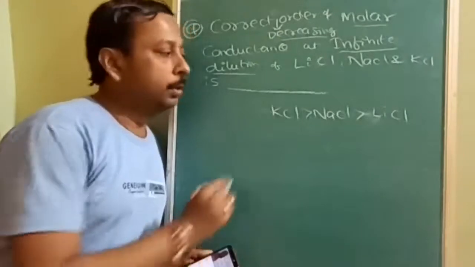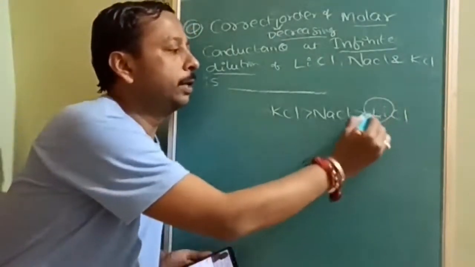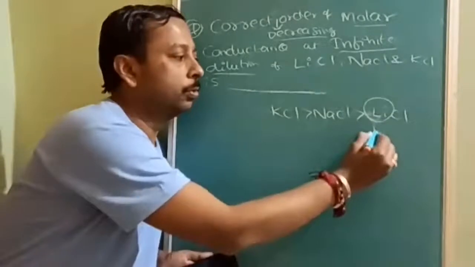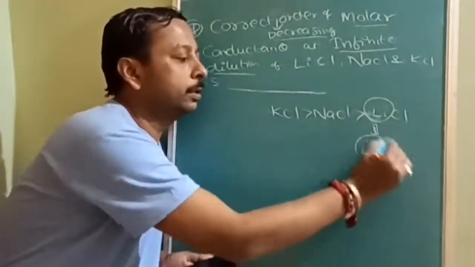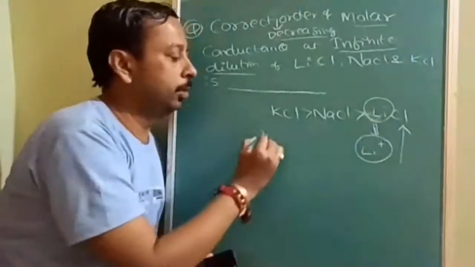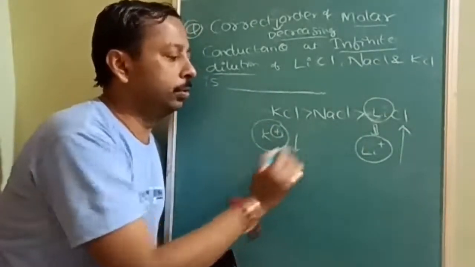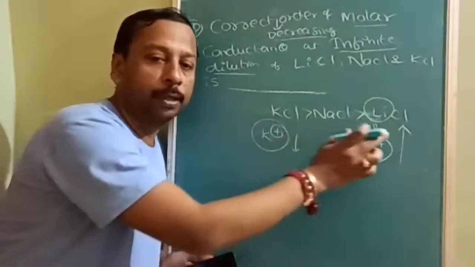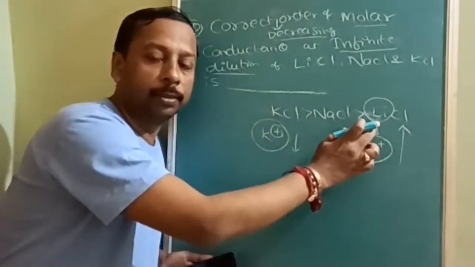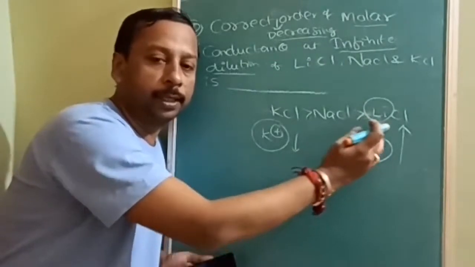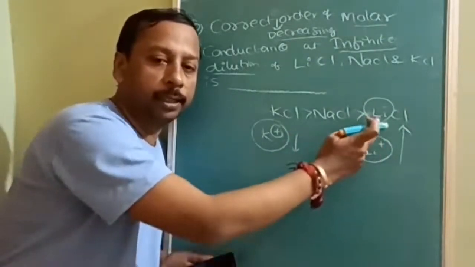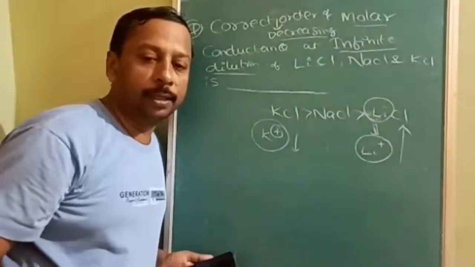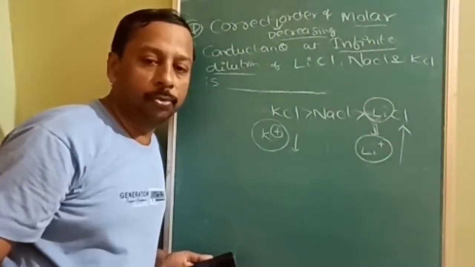In the s block, we have already studied that extensive hydration takes place in lithium. So lithium ion size in solution is the highest. Potassium ion size is the lowest in solution, because fewer water molecules accumulate around potassium and more water molecules accumulate around lithium. Hence it cannot move further. Ionic mobility of lithium is less due to more hydration.